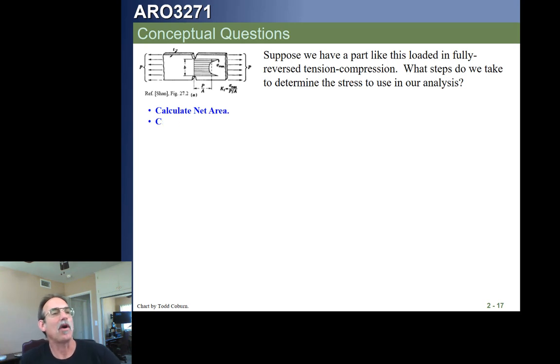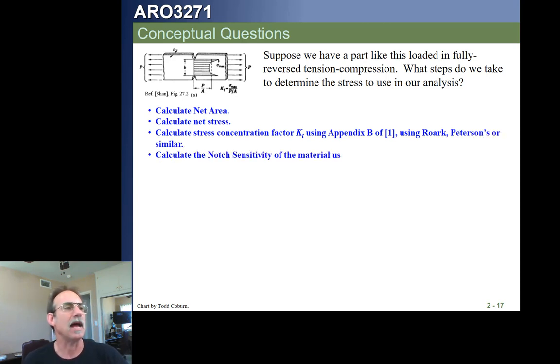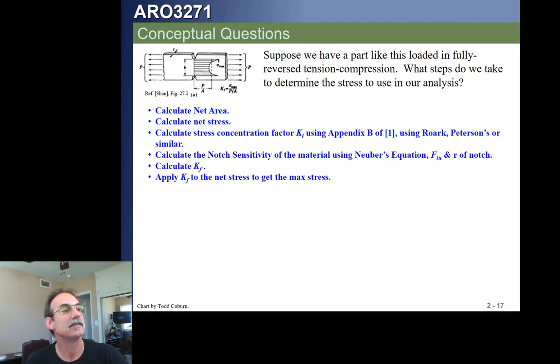So let's say we have a part like this, loaded in fully reversed tension compression. What steps do we use to calculate the stress? Right? Calculate our net area, net stress, then the stress concentration factor, not the sensitivity factor, K sub F, and apply that to the stress. Right?